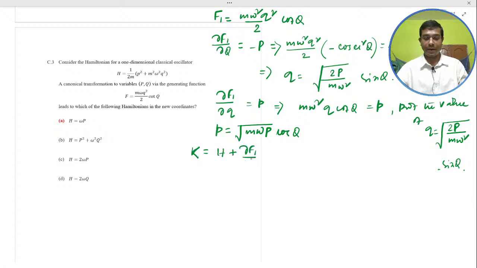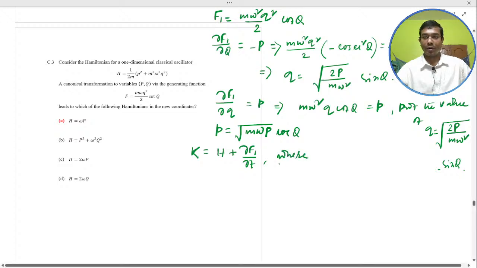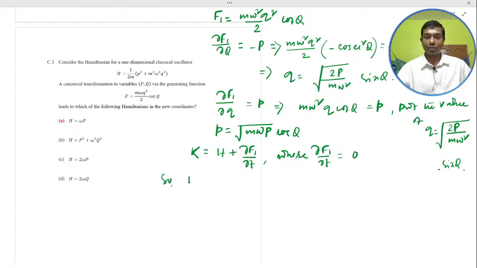So K equals Hamiltonian H plus del F1 del t, where del F upon del t is 0. So the new Hamiltonian K becomes the Hamiltonian. The new Hamiltonian is defined by K. This is p square by 2m plus half m omega square q square.